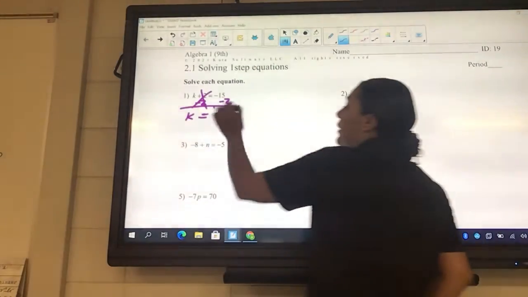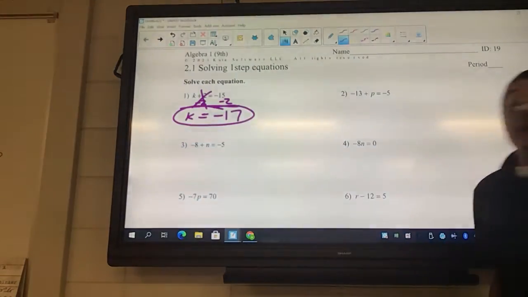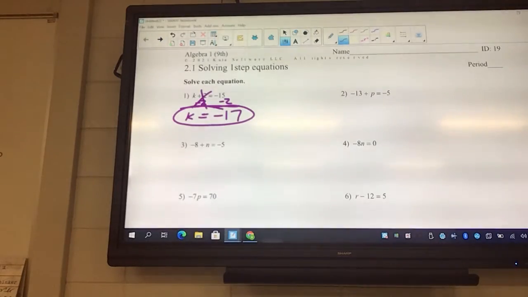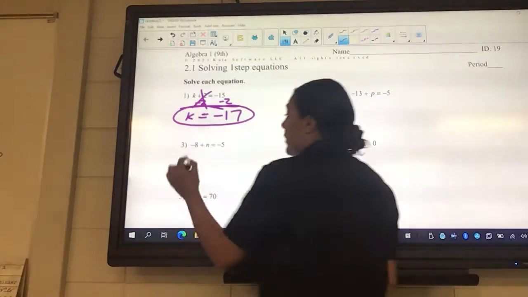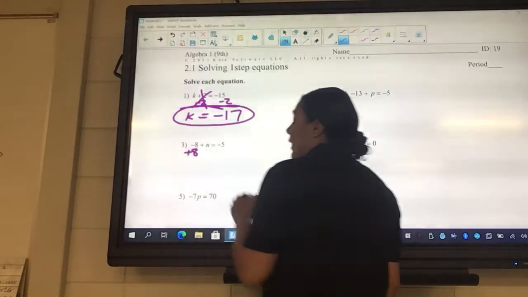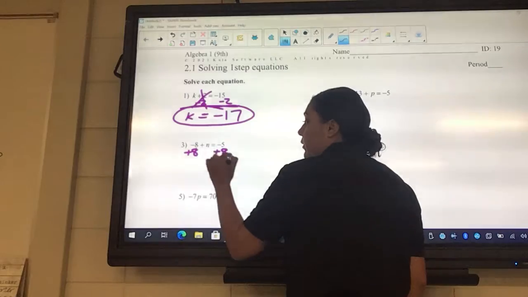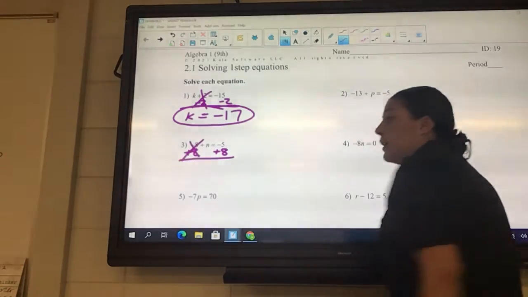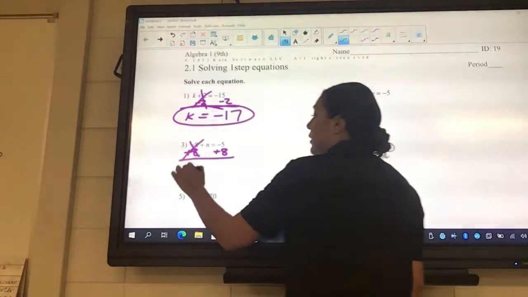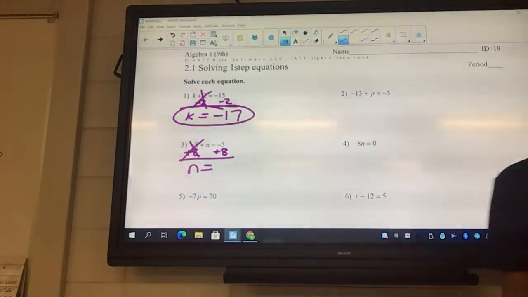Look at 3. We're trying to get n by itself, so what needs moved? The negative 8. How do I move a minus 8? You add 8. So plus and minus go together, so we say plus 8. If I do it to one side, I have to do it to the other side of the equal sign. So we say plus 8. So I'm left with n equals negative 5 plus 8.